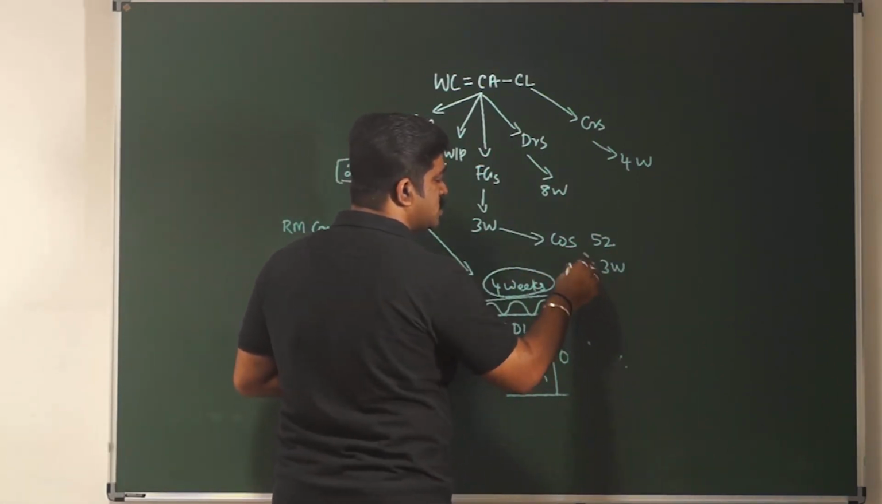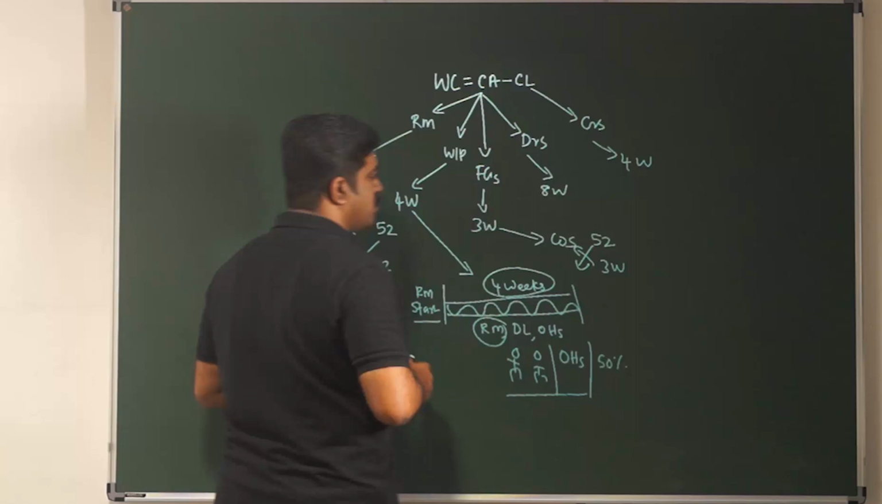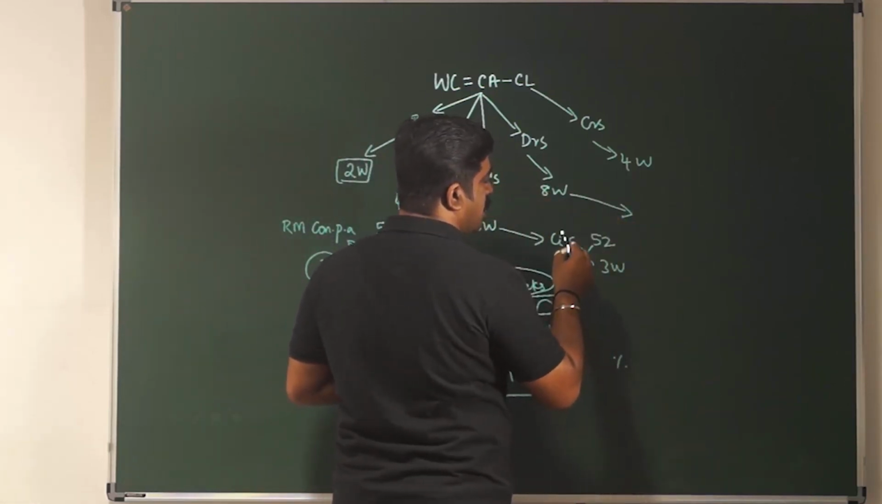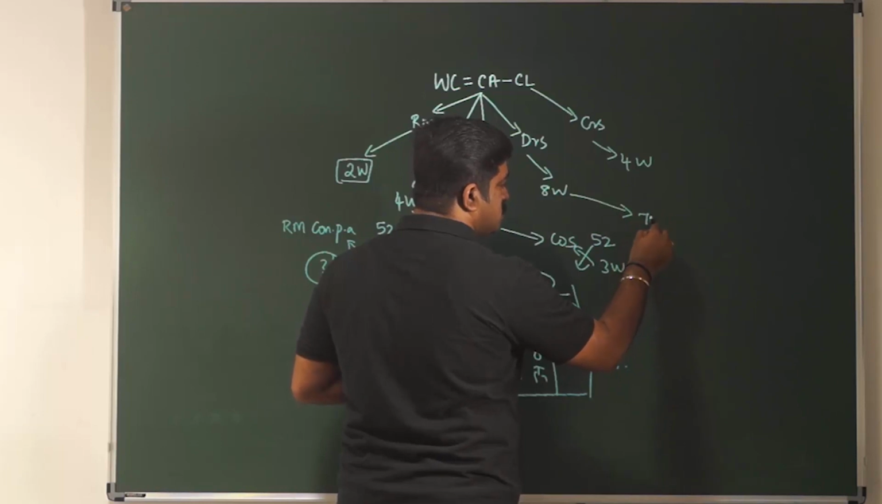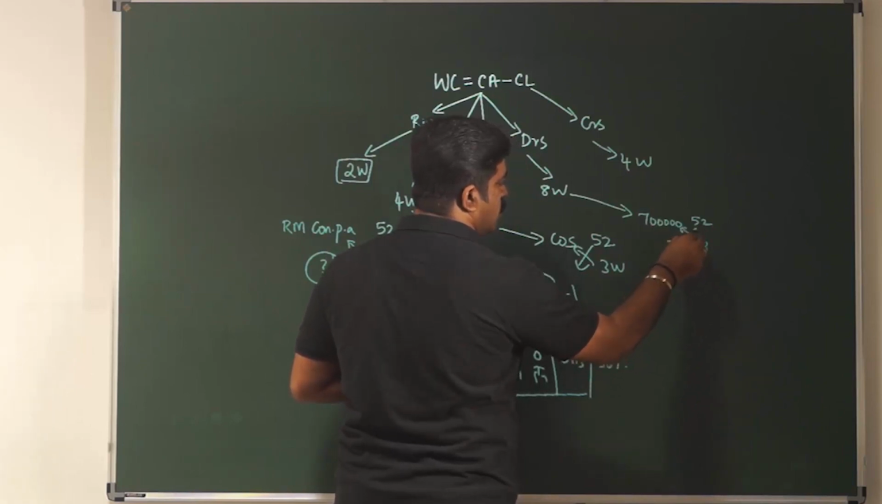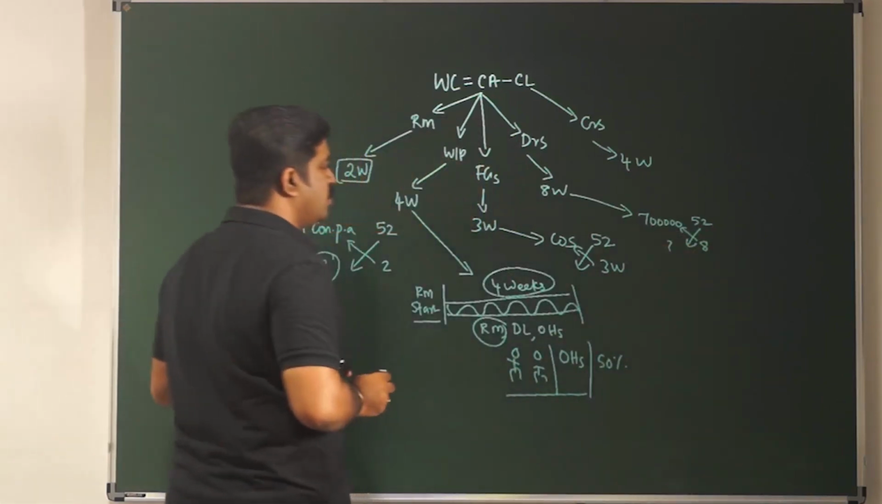Now by doing this cross multiplication, I get to know what is my finished goods. How do I find out debtors? It is simple. I know what is sales per annum, which is 700,000. This is for 52 weeks. I have to find out what is for 8 weeks. Do a simple cross multiplication, that would give you debtors.